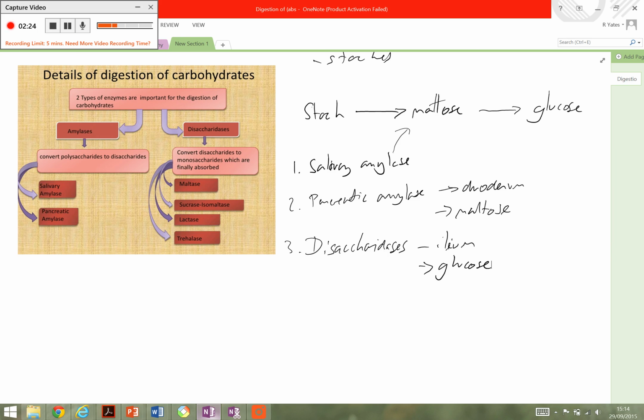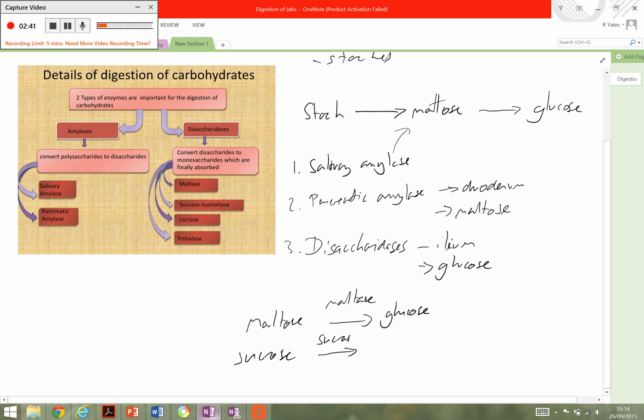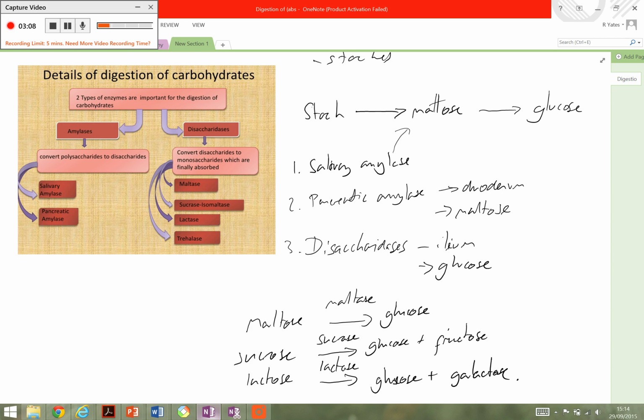Depending on the disaccharide that is actually present, you should know that maltose gets digested by maltase into glucose. Sucrose gets digested by sucrase into glucose and fructose. And lactose gets digested by lactase into glucose and galactose.